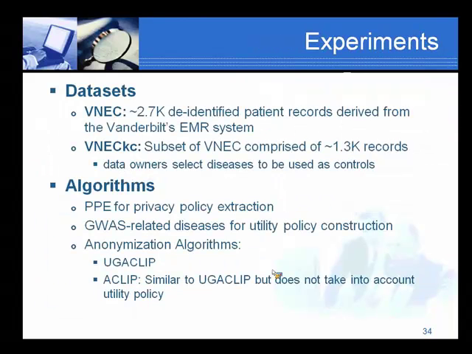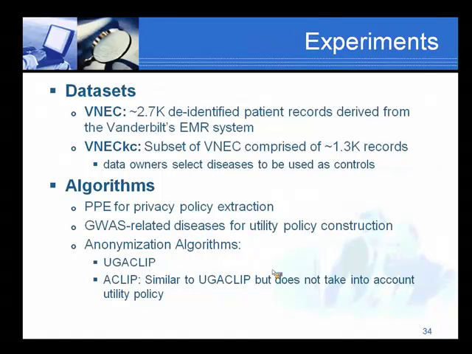So let me briefly describe some of the experiments we have performed to test the effectiveness of our method. We have used the same data I was describing before that contains 2,700 de-identified patient records, and another dataset which is a subset of it. This dataset is comprised of 1,300 records, and it simulates a scenario in which data owners select only some specific diseases to be used as controls in studies.